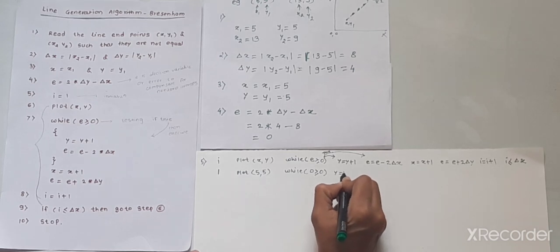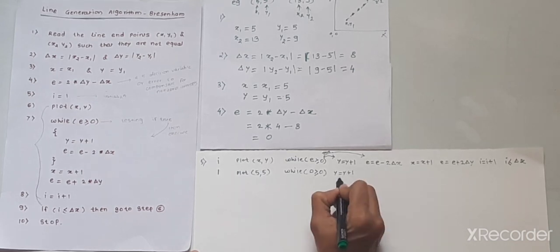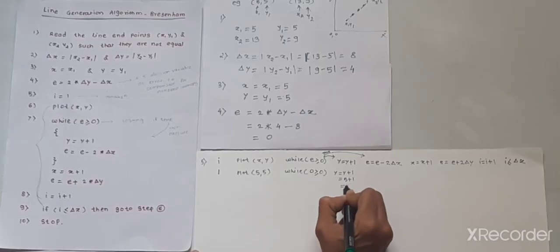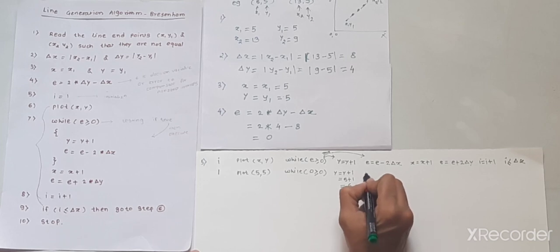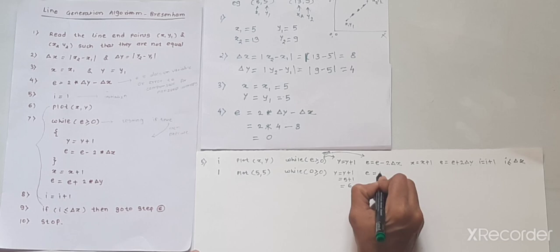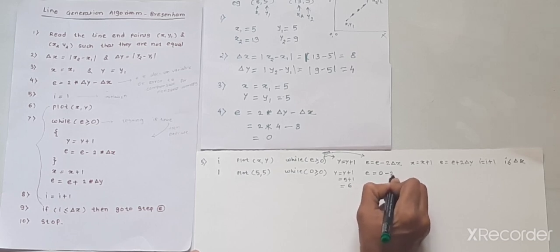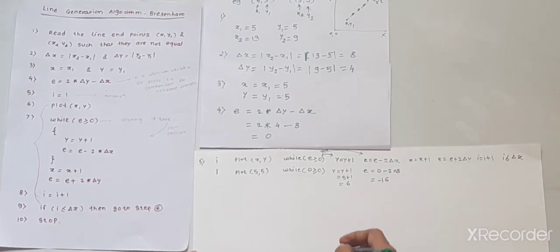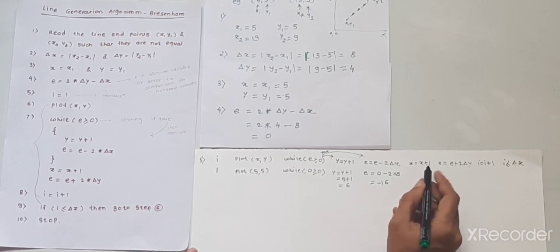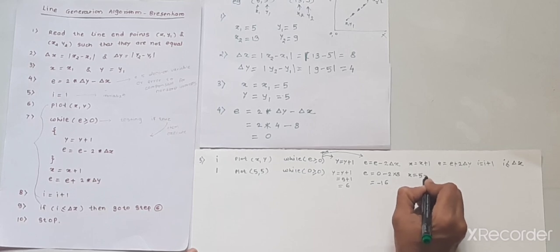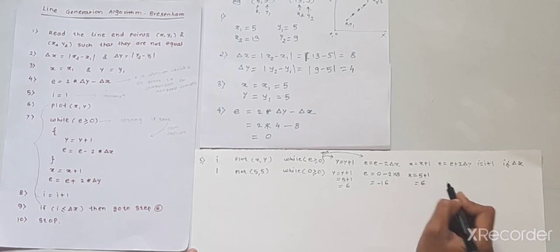So y is equal to y plus 1 means here the value of y is 5, 5 plus 1 we are getting as 6. Similarly, e is equal to e minus 2 delta x. What is the value of e that we are knowing as 0, minus 2 into delta x, that is the 8. So we are getting here our answer as minus 16. Move towards the next step. X is equal to x plus 1. So x is equal to, previous value of x is the 5. 5 plus 1 we are getting answer as 6.